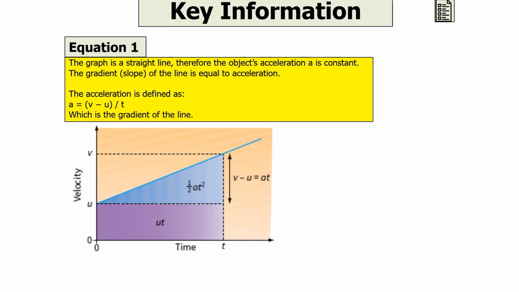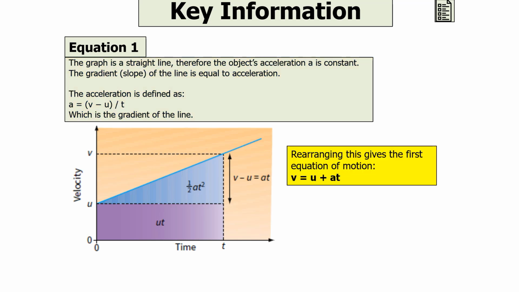So we can define from this that the acceleration is the change in velocity over the change in time, or the change in y over the change in x. So a is equal to v minus u, the change in velocity, over t. Rearranging this equation gives us the first equation of motion, v equals u plus at.